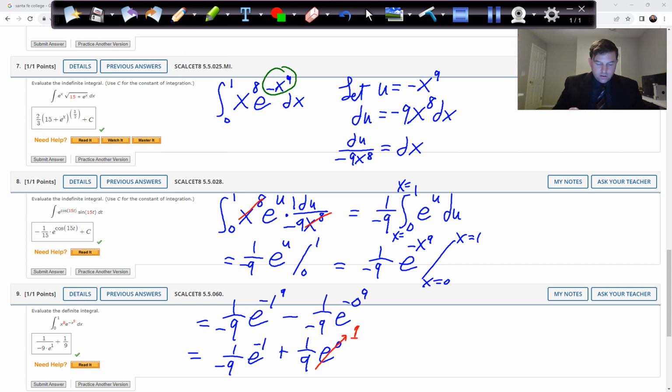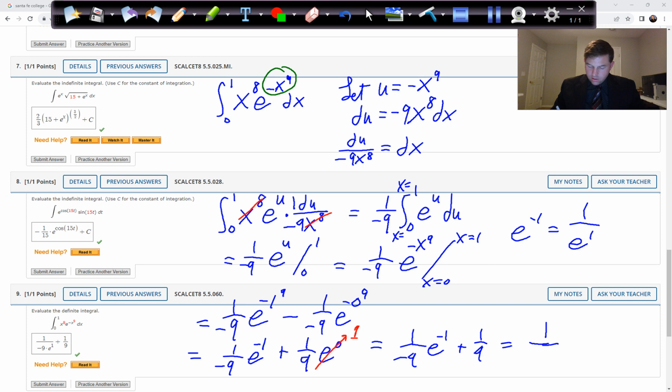So what do we get? We get 1 over negative 9 e to the minus 1 plus 1 over 9. The last thing to do is say e to the minus 1 is the same as 1 over e to the 1. So you can flip that into the denominator and make that power positive. So you get 1 over negative 9 e to the positive 1 plus 1 over 9. And I suppose you could factor out a 1 over 9th if you wanted to, but I typed it in exactly like that and got it correct for problem 9.